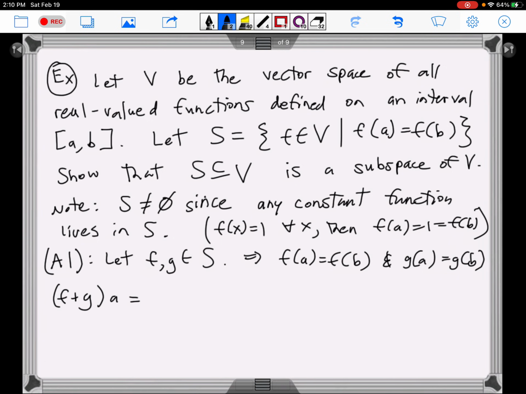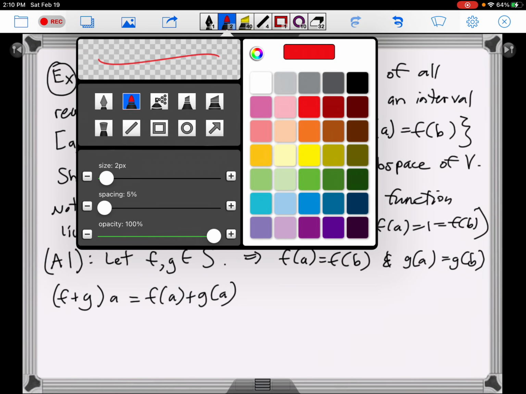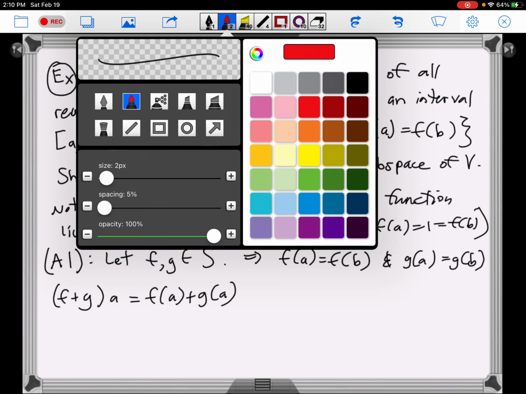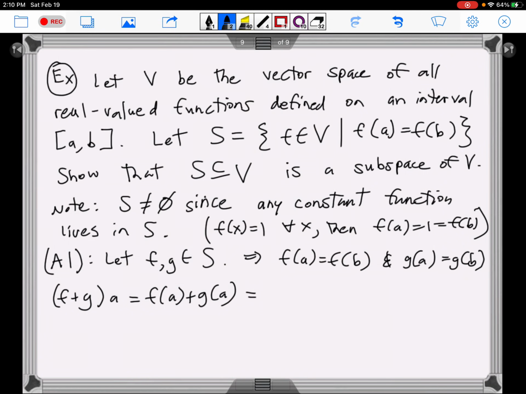So what's (f plus g) of A? We know that (f plus g) of A is defined to be f of A plus g of A. Okay, but because f of A is equal to f of B and g of A is equal to g of B, this is just equal to f of B plus g of B, which is equal to (f plus g) of B. In other words, A1 holds.